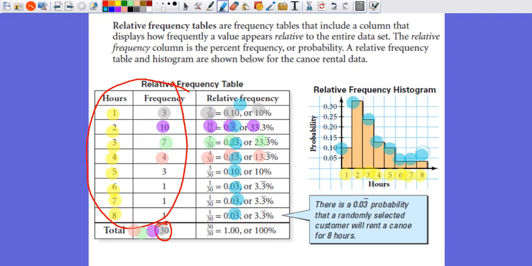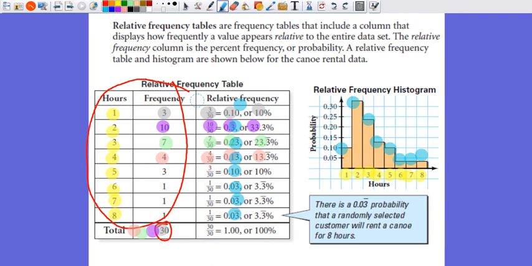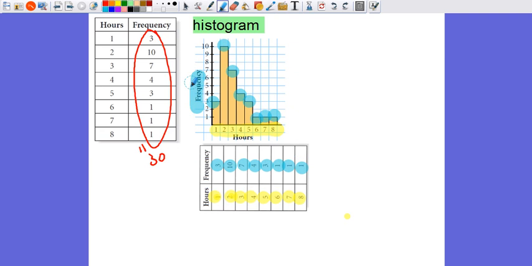So basically, the only difference between a relative frequency histogram versus the histogram before is that now you're putting the decimal probability or percentage, I like percentage better, as your y-axis. Whereas before in the regular histogram you just put the frequency, which you can see right here. So here is your percent or decimal as your y-axis. Here is simply your frequency as your y-axis. And your x-axis stays the same as hours.